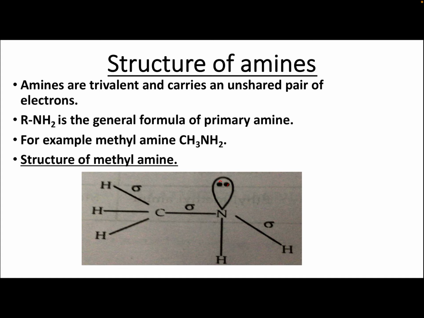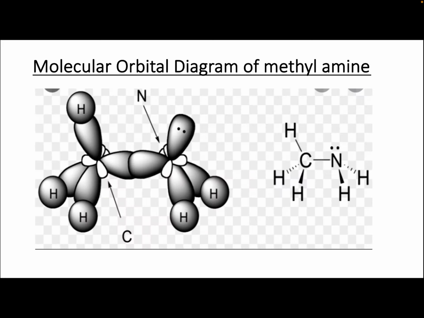So in the structure of methylamine, we are seeing carbon and nitrogen with a sigma bond, a carbon-hydrogen sigma bond, this also a sigma bond, this also a sigma bond. This nitrogen-hydrogen sigma bond, nitrogen-hydrogen sigma bond. So how are all these bonds formed? We will see in the molecular orbital diagram.